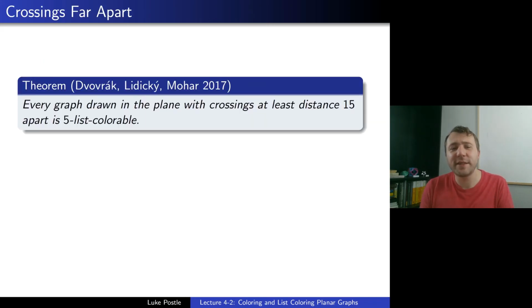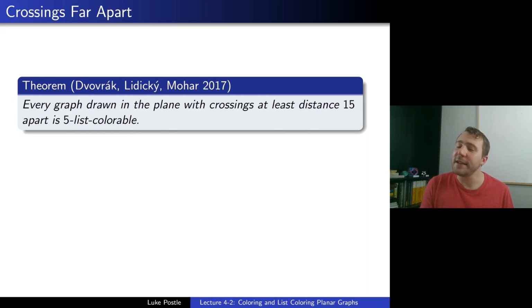And lastly, just to end on one more, what about crossings? I think this one's nice. So here's a very nice theorem by Dvorak, Lidický, and Mohar from 2017 that every graph drawn in the plane with crossings at least distance 15 apart is five-list colorable. So that's a very nice theorem, and 15 is a very reasonable number.